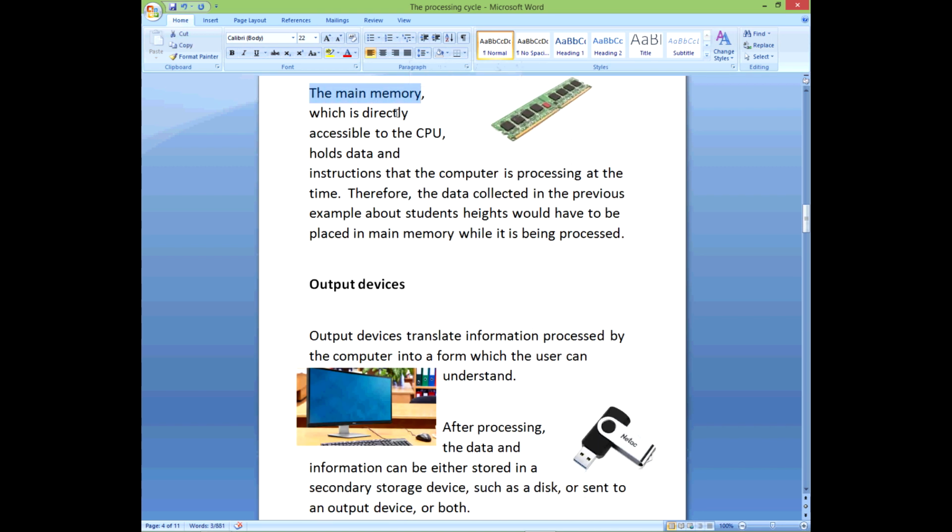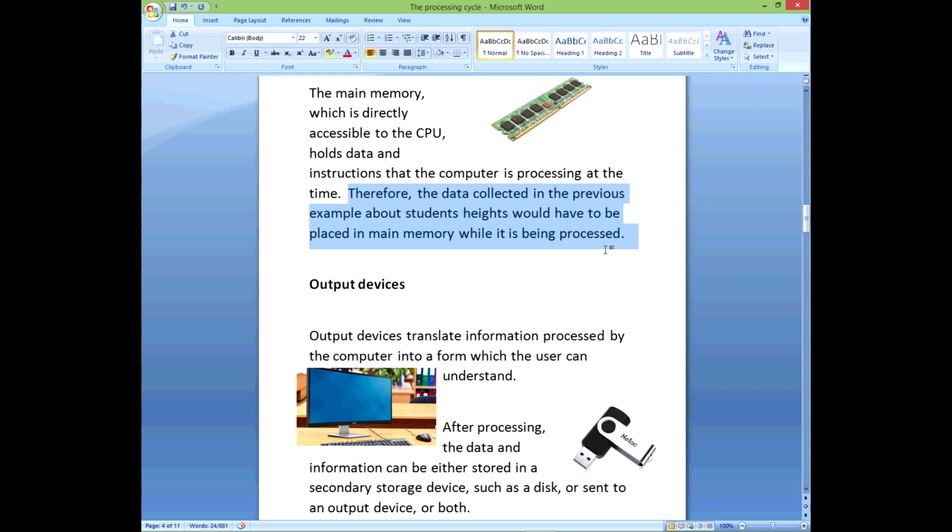The main memory, also known as RAM, which is directly accessible to the CPU, holds data and instructions that the computer is processing at the time. Therefore, the data collected in the previous example about students' heights would have to be placed in main memory while it is being processed. Let's say that the raw data is students' height. That was the example given.